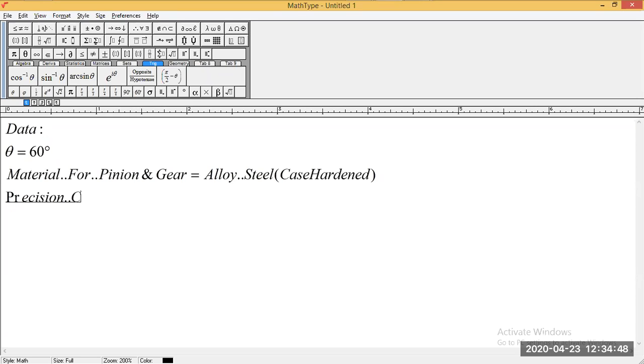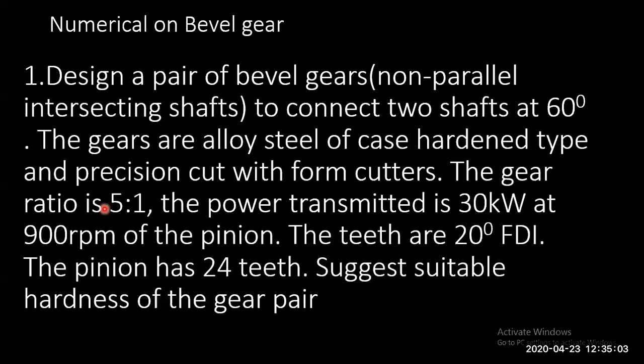It is precision cut, and it is form cutters. Cutter. And for this data is given, this will be useful for us.